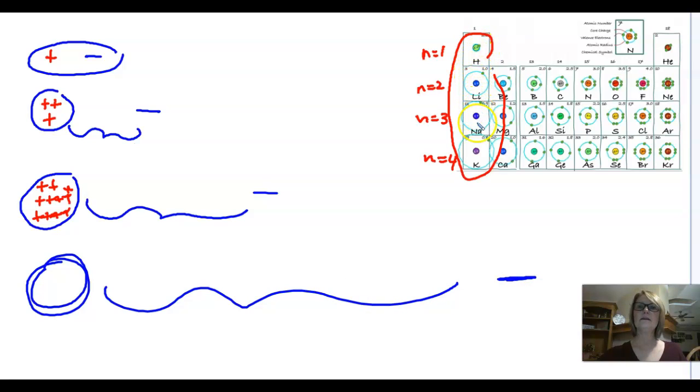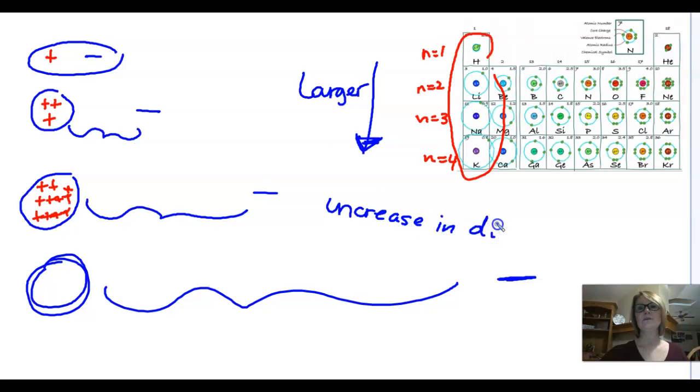And that's why, as you go down, we get larger. We're going to get larger. And again, it has to do with the increase this time in distance. So remember, last time the distance stayed the same and we got more positives attracting. Now we've got the distance so far that distance does not make the heart grow fonder in terms of protons and electrons.